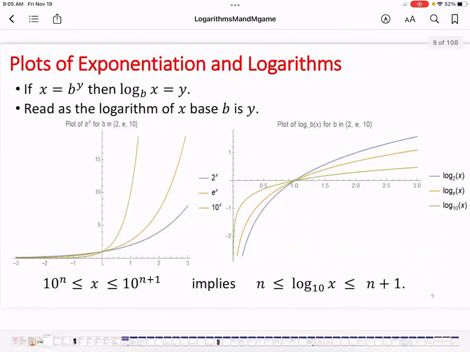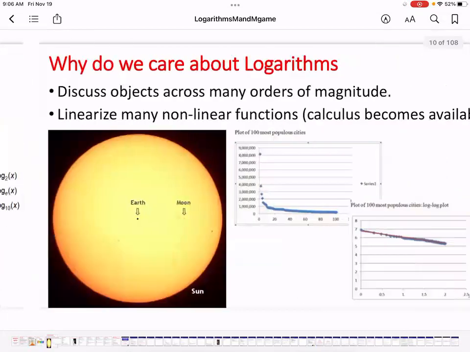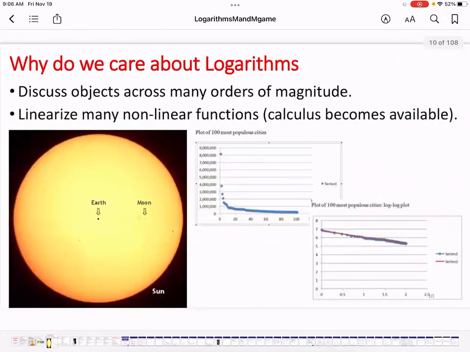So just a couple of plots of what the exponential and the logarithmic functions look like. Here's a plot of three different exponentials, 2 to the x, e to the x, and 10 to the x, as well as their logarithms. When you exponentiate, you never have a negative number. You can never take a logarithm of a negative number.